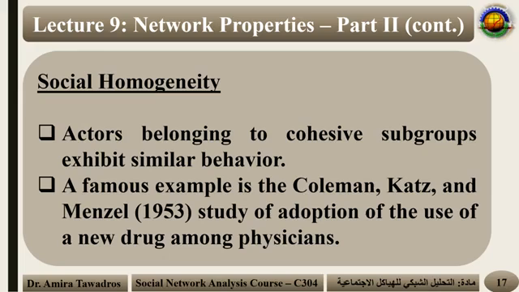The final example, or the third social application of structural equivalence, is social homogeneity. We expect actors belonging to cohesive subgroups to exhibit similar outcomes on different questions. A famous example is the Coleman, Katz, and Menzel study in 1953. They studied the adoption of a new drug among physicians, and they noticed that homogeneous societies are societies which have cohesive subgroups, and both of them have the same manner in using this new drug.